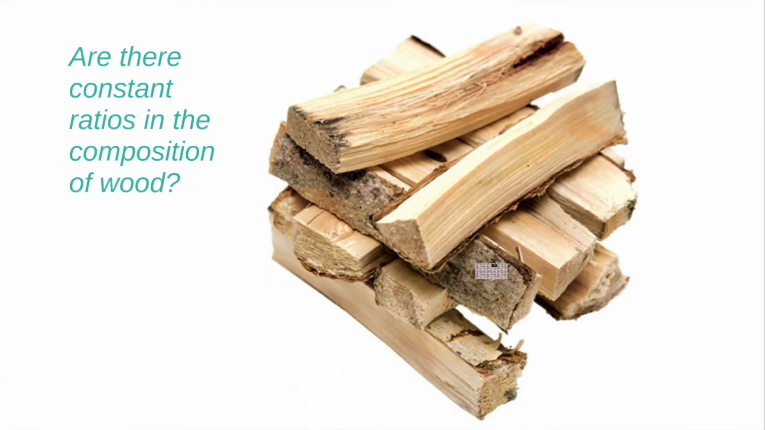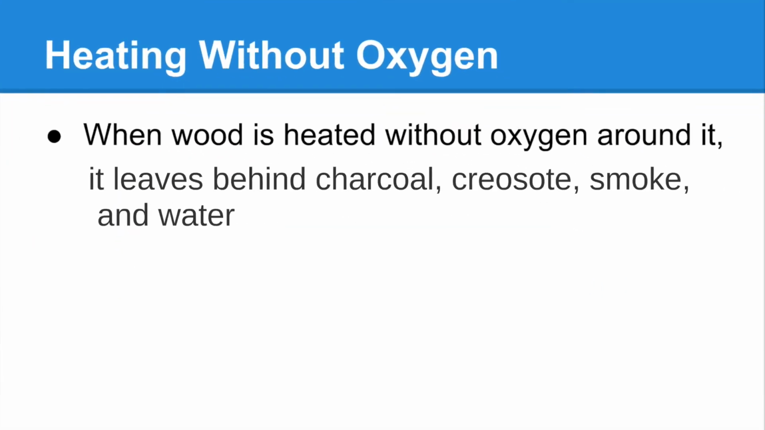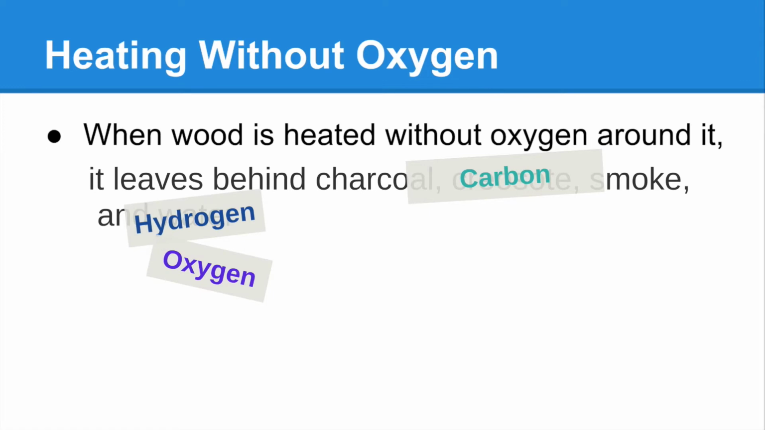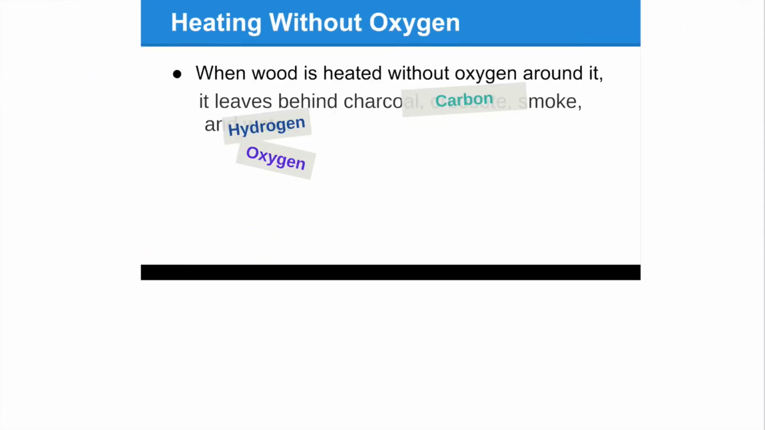For example, are there any constant ratios in the composition of wood? Let's think about what we know about the composition of wood. We know that when wood is heated without oxygen around it, it leaves behind charcoal, creosote, smoke, and water. And we also know that these four things are made of three elements. Charcoal, creosote, and smoke are almost entirely carbon. And water is hydrogen and oxygen. So the question is, do these elements form in wood at certain ratios? Let's see what happens when we measure it out.